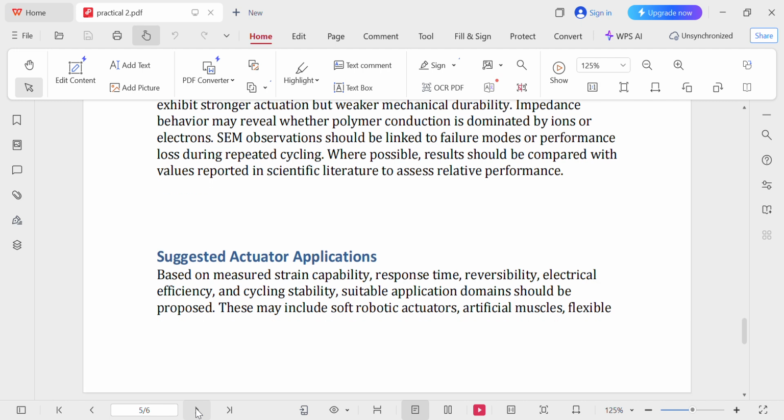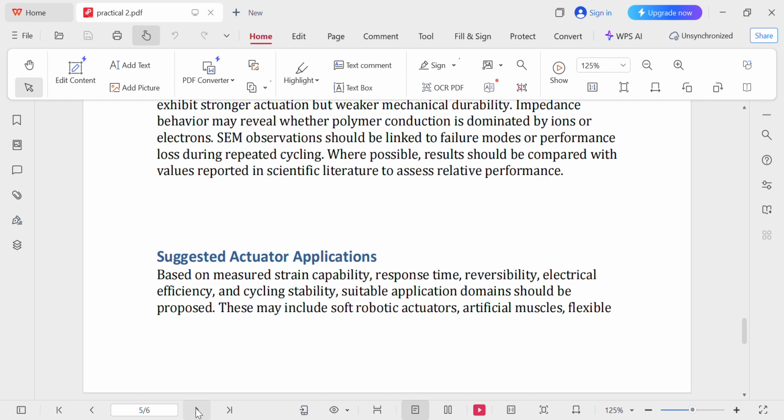Next is suggesting actuator applications. Based on the measured strain capability, response time, reversibility, electrical efficiency, and cycling stability, suitable application domains should be proposed. Means the suitable use of the polymer actuators should be suggested based on how much they move and how fast they respond, how well they return to their original shape, how efficiently they use electricity, and how stable they are after repeated use.